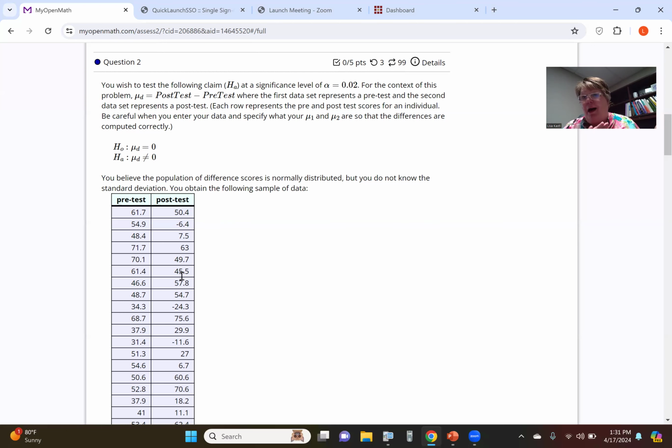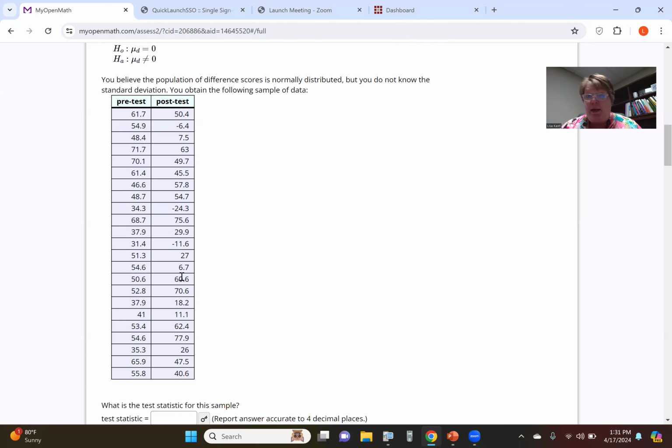Okay, but we're going to be doing a not equal to alternative hypothesis. So we're going to be doing a two-tailed test. All right, so here's my data. And I'm going to put each set of data in a list. And it doesn't matter which set of data you put in which list. It does matter how you take the difference, because we're interested in the difference being post minus pre. That's what they told us to test. So I put pre-test in list 1, and I put post-test in list 2. So I'm going to go run over to my calculator.